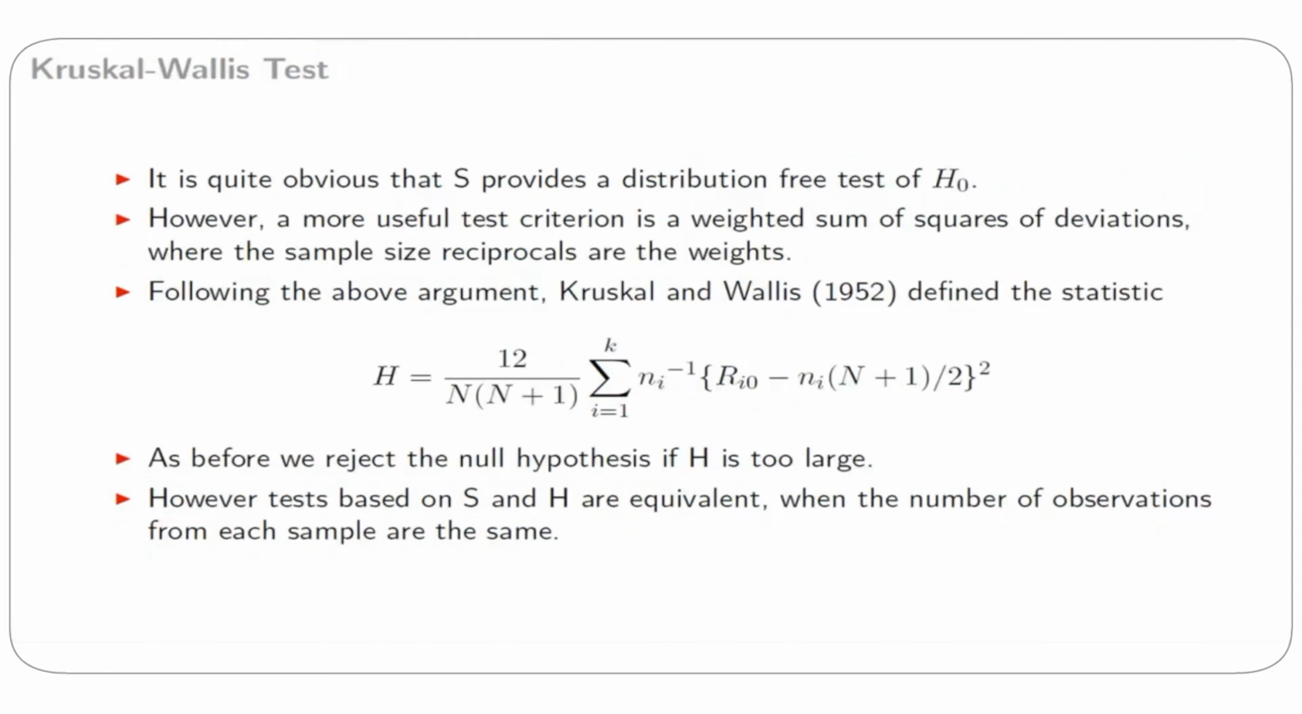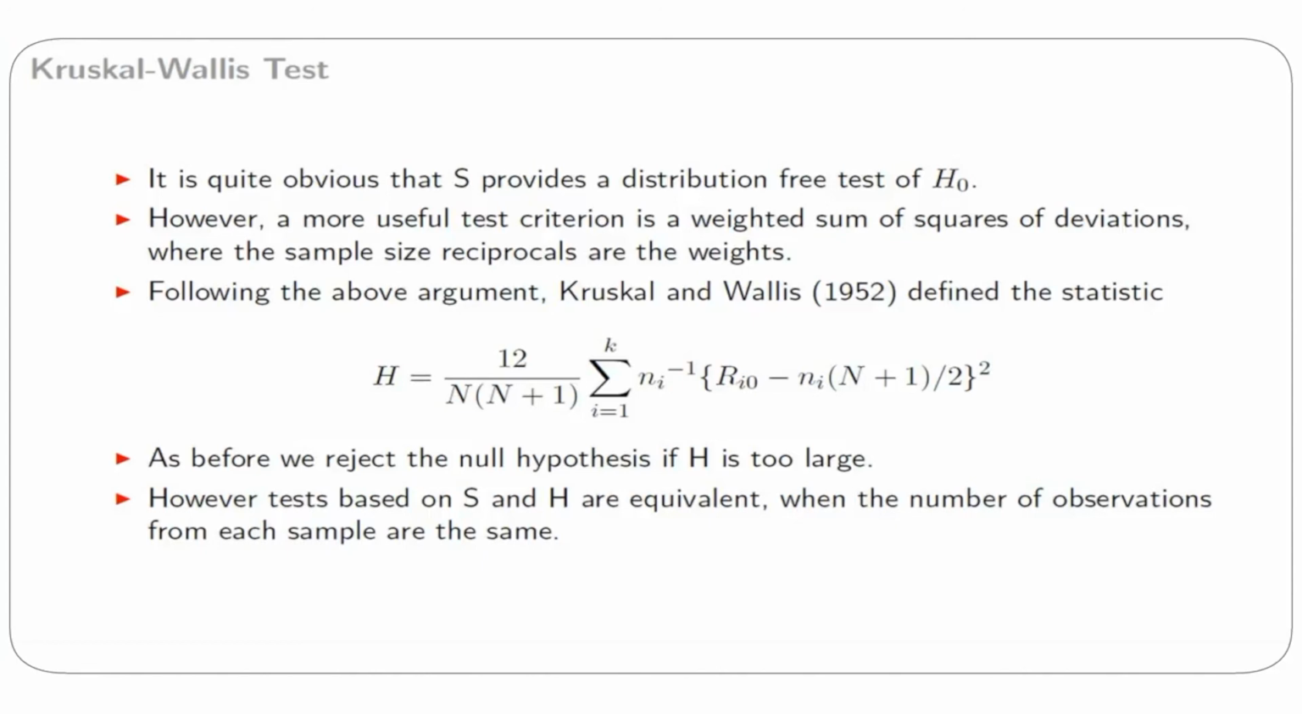Now we discuss the Kruskal-Wallis test. It is quite obvious that S provides a distribution-free test of the null hypothesis. However, a more useful test criterion is a weighted sum of squares of deviations, where the sample size reciprocals are used as the weights. Following the above argument, Kruskal and Wallis defined the statistic. The definition is given in the slide, and as before, using this H, we reject the null hypothesis if H is too large.